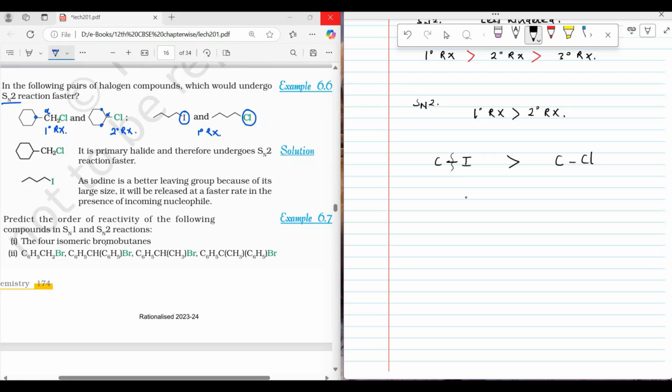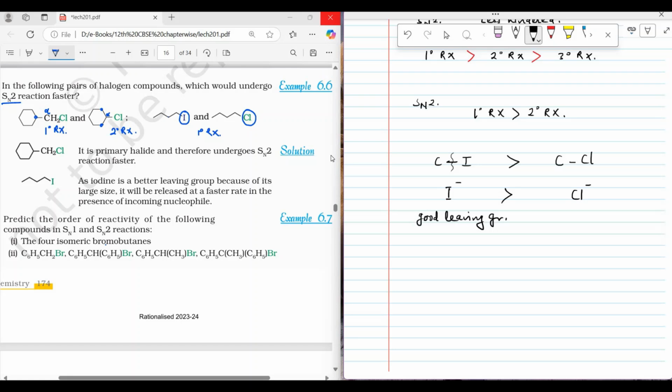And in the second point, when iodine leaves the molecule, it will leave as I negative ion. And when chlorine leaves the molecule, it will leave in the form of Cl negative ion. As iodine is bigger, it can accommodate negative charge better than chlorine. So that's why I negative is a good leaving group. So that's why alkyl iodide also reacts faster under the SN2 reaction mechanism as compared to alkyl chloride.